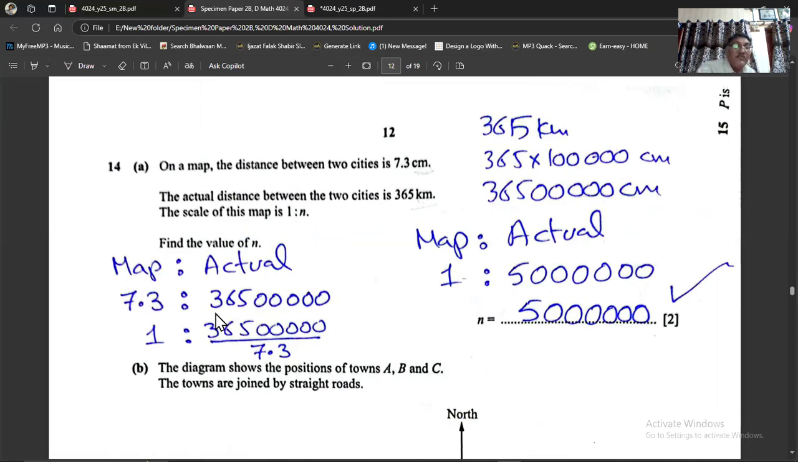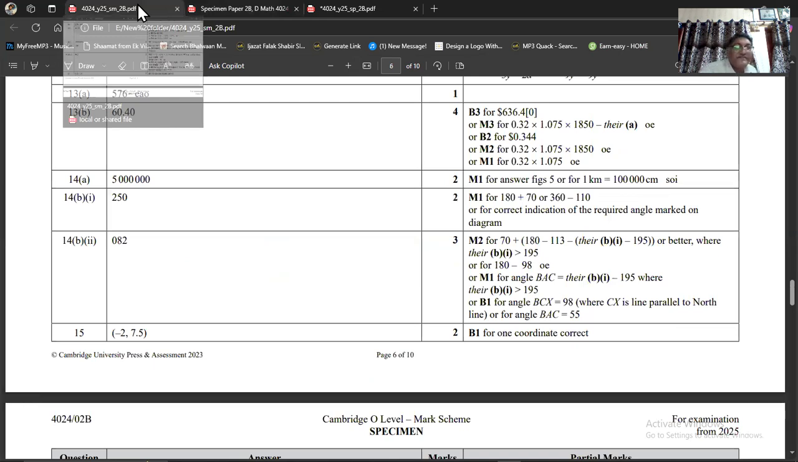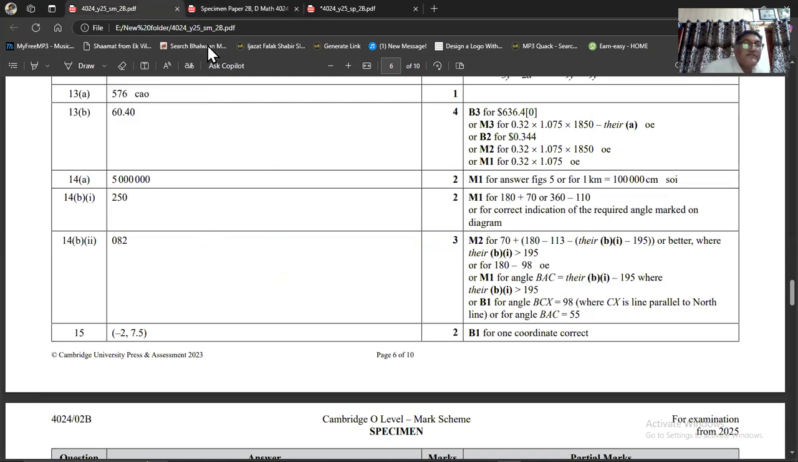In actual, it is 36,500,000. And if on the map we have 1 centimeter, how much will this be representing? So that will be 36,500,000 divided by 7.3. When you divide this, you get 5,000,000. So 1 centimeter or 1 ratio is 5,000,000. So this is how you find it. 5 and 6 zeros. Our answer is right, sir.